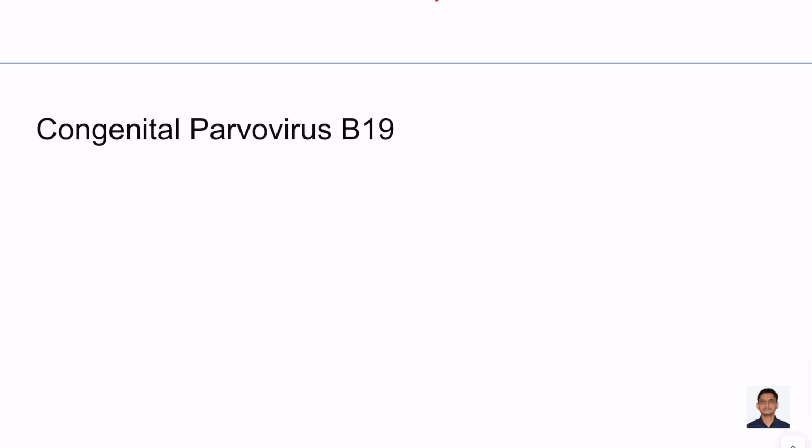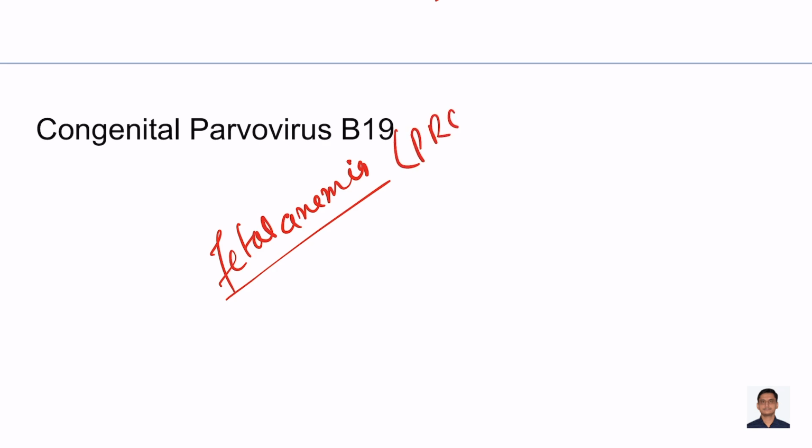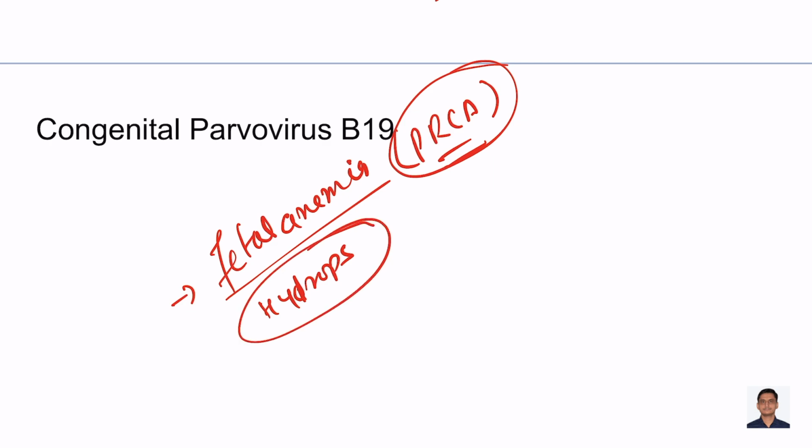Now come to congenital parvovirus infection. Parvovirus infection causes fetal anemia because it causes PRCA, pure red cell aplasia. So fetal anemia leads to non-immune hydrops, and intrauterine fetal demise can occur. Patients can also have hepatosplenomegaly, cardiomegaly, and placentomegaly. Diagnosis can be made by maternal serology, amniotic fluid PCR, or fetal USG for hydrops.